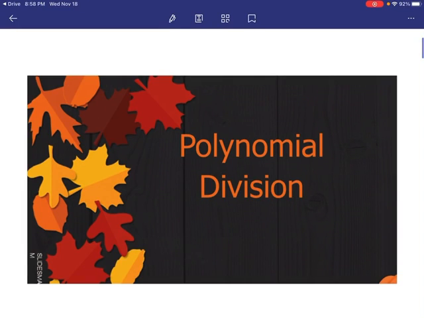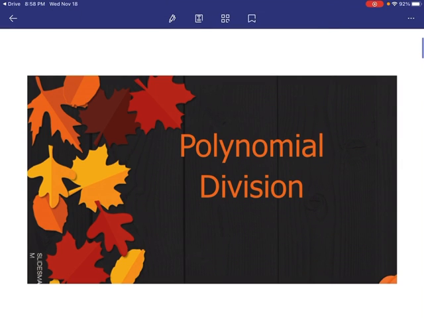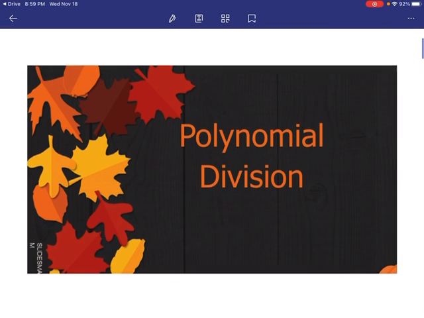operations. So we did addition, subtraction, and multiplication. However, we didn't do any division, and that's because division is a little bit different than some of our other operations. So today, we're going to look at the first type of polynomial division.